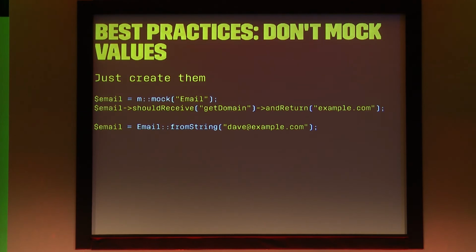So the first thing is don't mock values. We do not mock value objects. There's no point at all. Your value object should be immutable, so it's not like you need expectations. We don't need to say the system and the test called getDomain 3 times. We don't care how many times it called getDomain. And it's usually just easy enough to create them and use them.